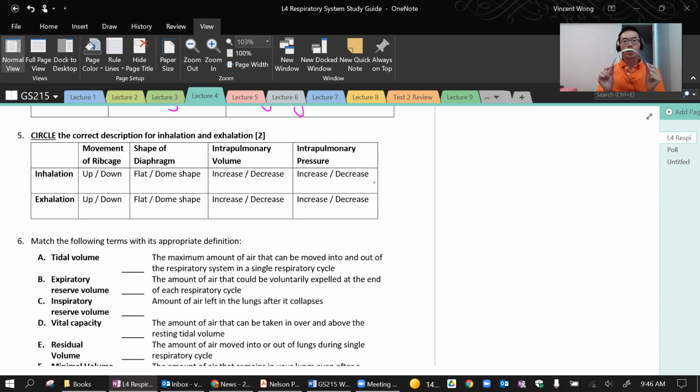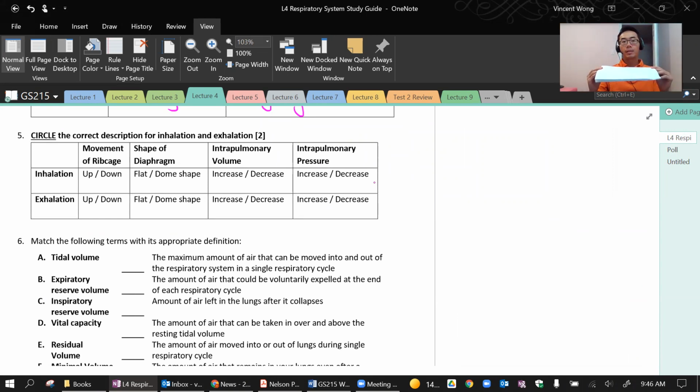It's either dome shape like this. This is the natural state of the diaphragm, if you would. It's relaxed and it's dome shape. Okay, so if you want to breathe in, if you want to inhale, then you have to contract the diaphragm, which causes it to flatten and move down.